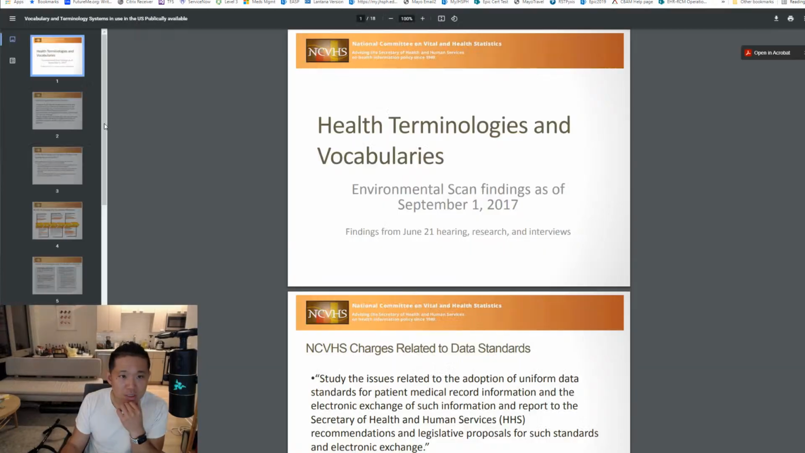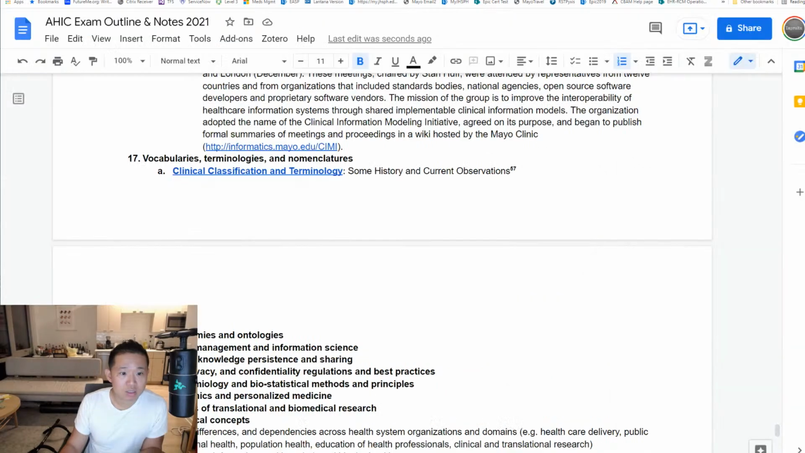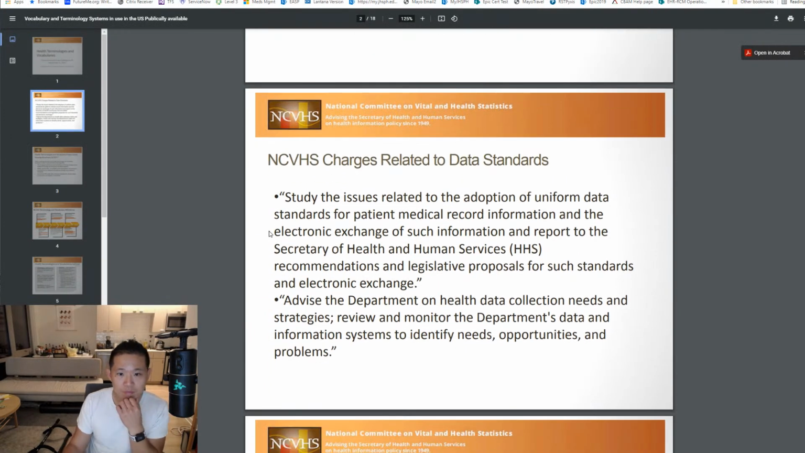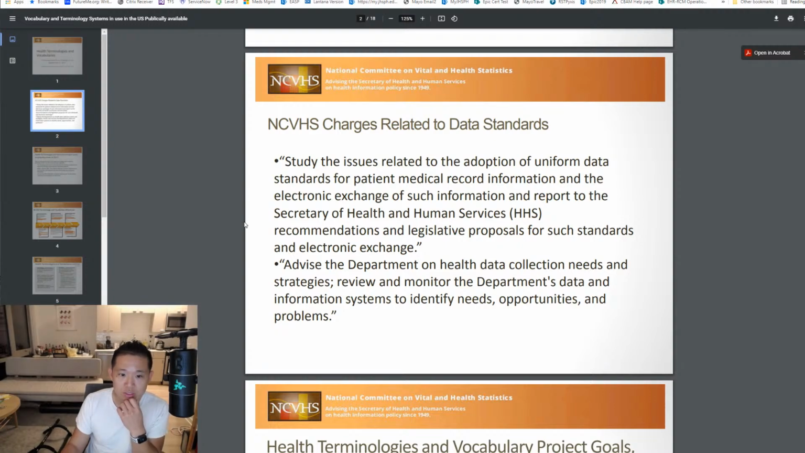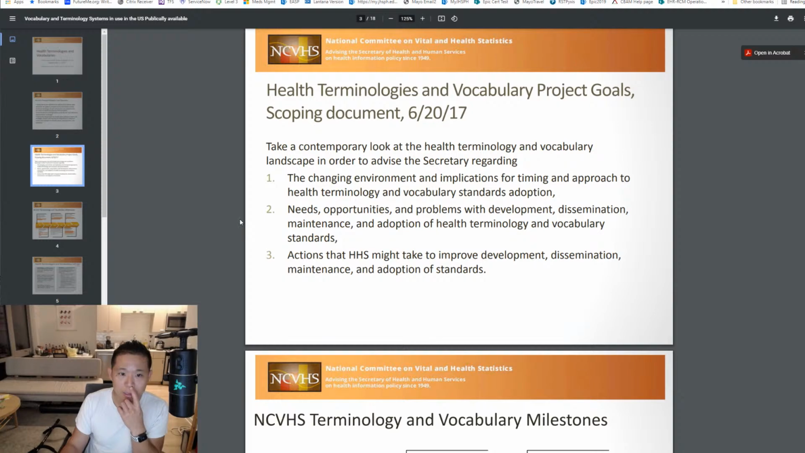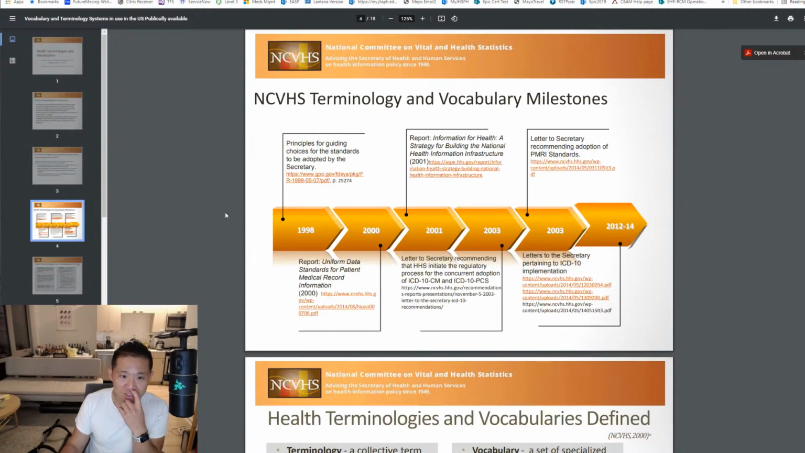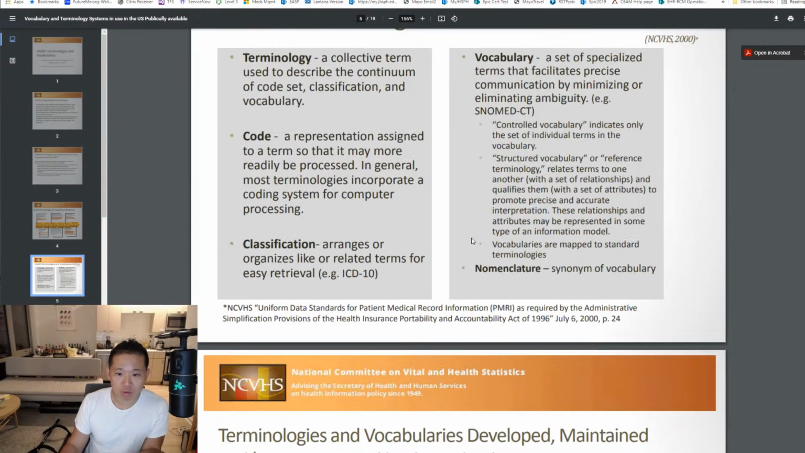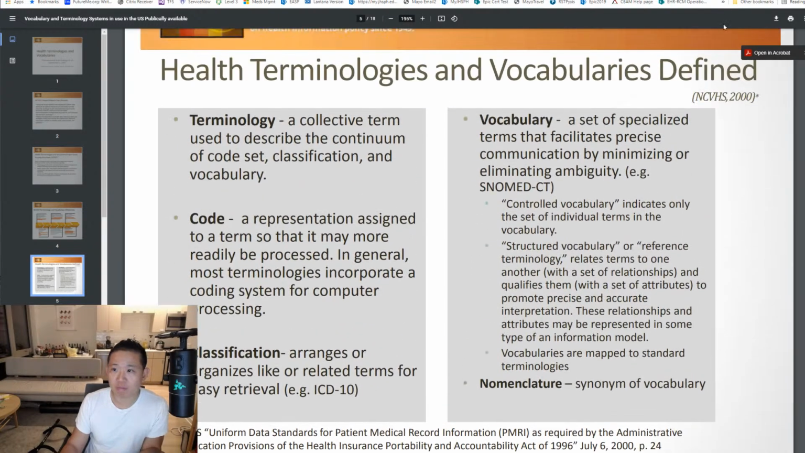What is this one? HHS.gov. National Committee on Vital and Health Statistics. So this is good. Health terminologies and vocabularies. It says health terminologies. Let's see if they have any definitions that we can use here. Here we go. We'll use this. This is perfect.